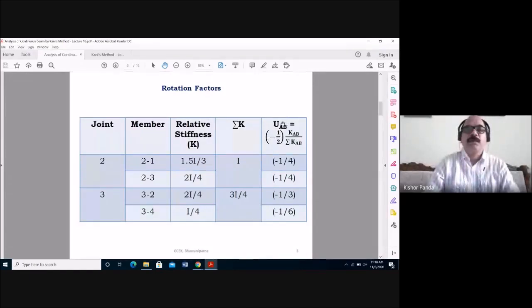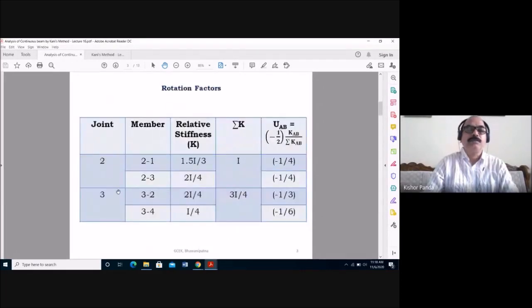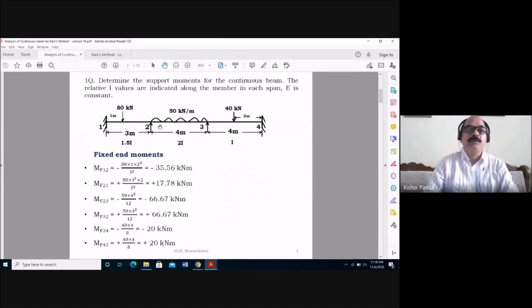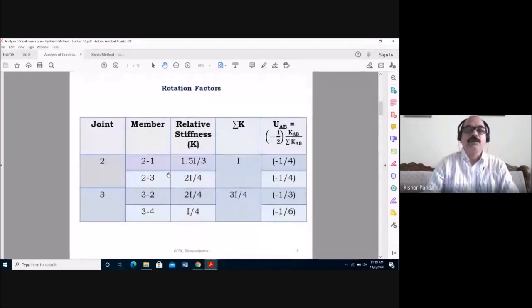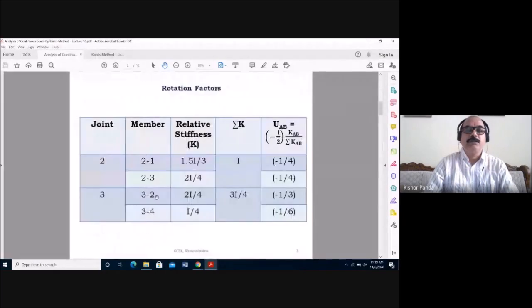Rotation factor. This is the formula: U is equal to minus half into K by summation of K. This is the formula we already discussed in the last class. Here you take joint 2, joint 3, then the members. At joint 2, how many members meet? Two members meet, 2-1 and 2-3. Similarly, at joint 3, how many members meet? Two members meet, 3-2 and 3-4. So this is the member and this is the joint.